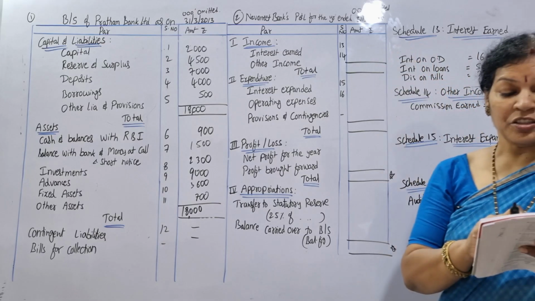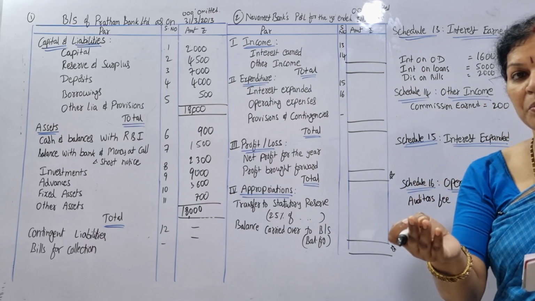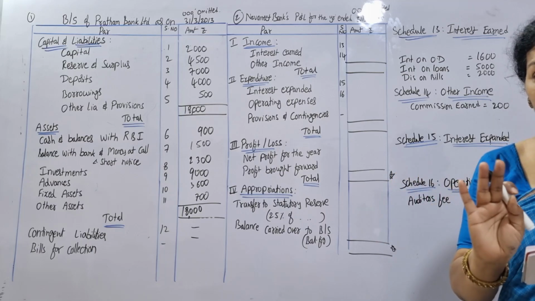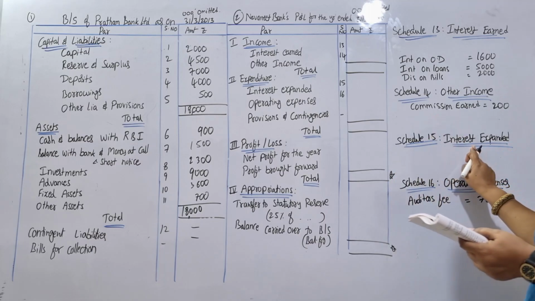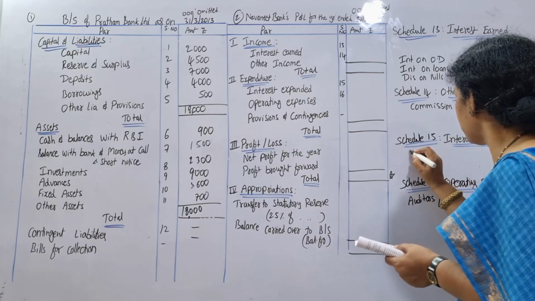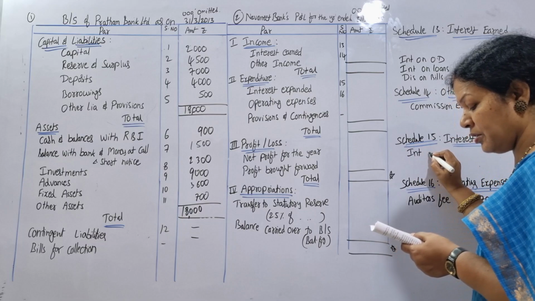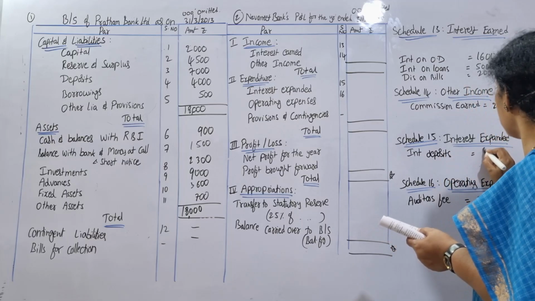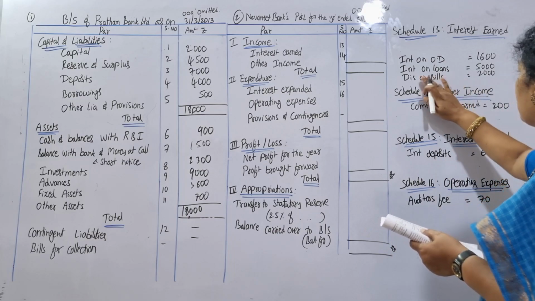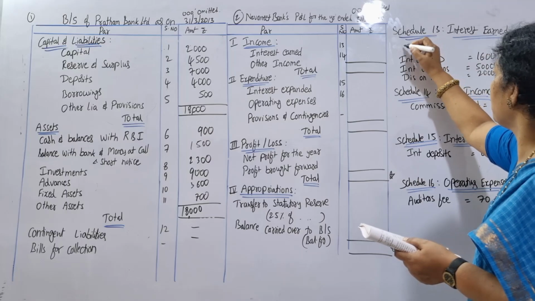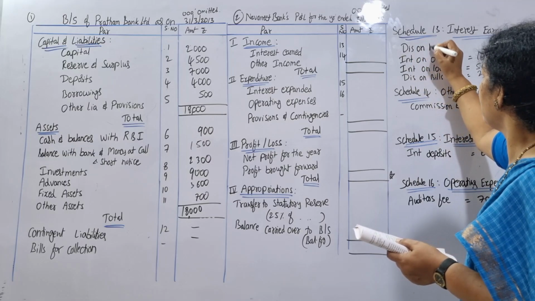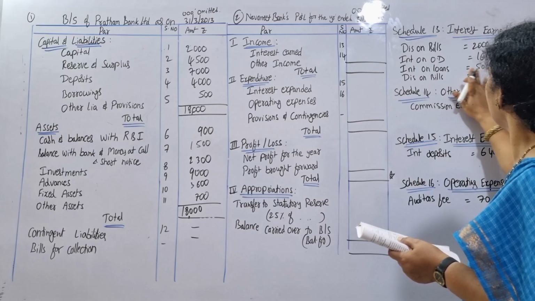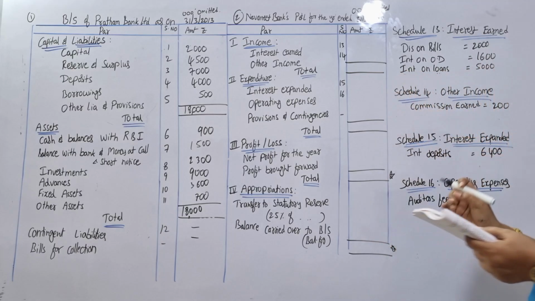First item you see, interest deposits. Interest deposits means they have deposited some amount, and on that interest we are paying. It's not income to us. We are paying it. It means schedule number 15. Interest deposits 6,400. So discount on bills, there is a place. I'll write it here. So we have written here.